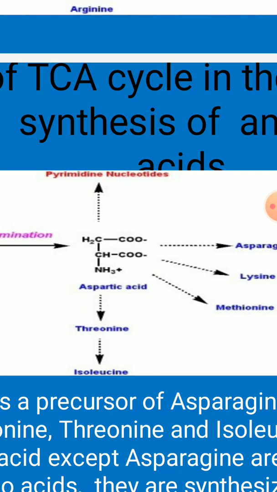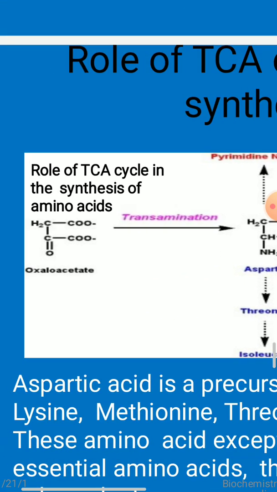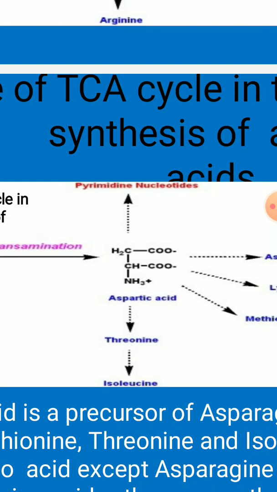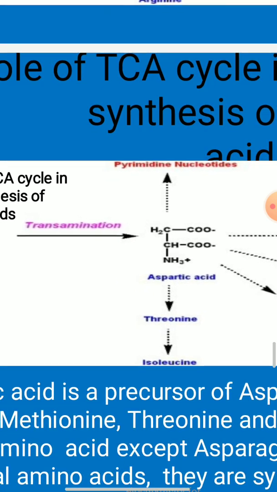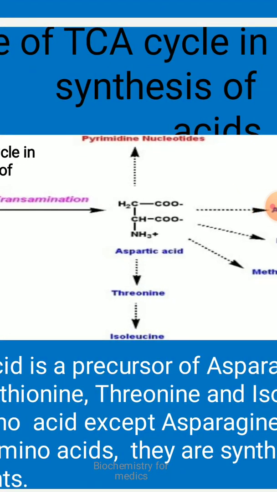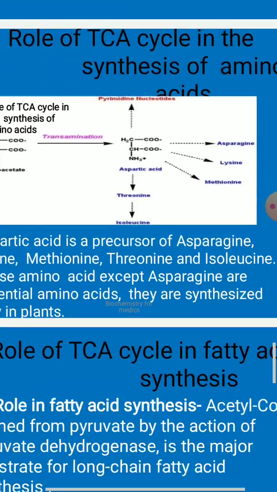This threonine is also involved in the synthesis of other amino acids. So oxaloacetate acts as a precursor molecule for the synthesis of aspartic acid, threonine, isoleucine, as well as pyrimidine nucleotides. So pyrimidine nucleotides can also be synthesized from this intermediate, oxaloacetate.